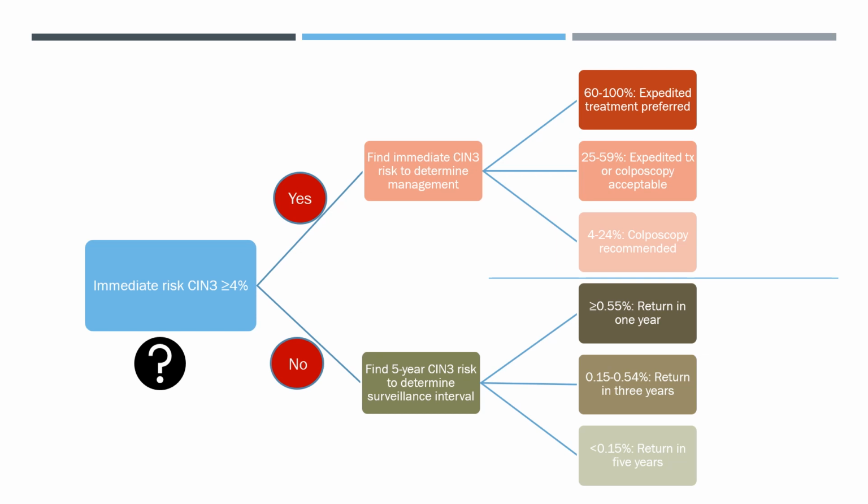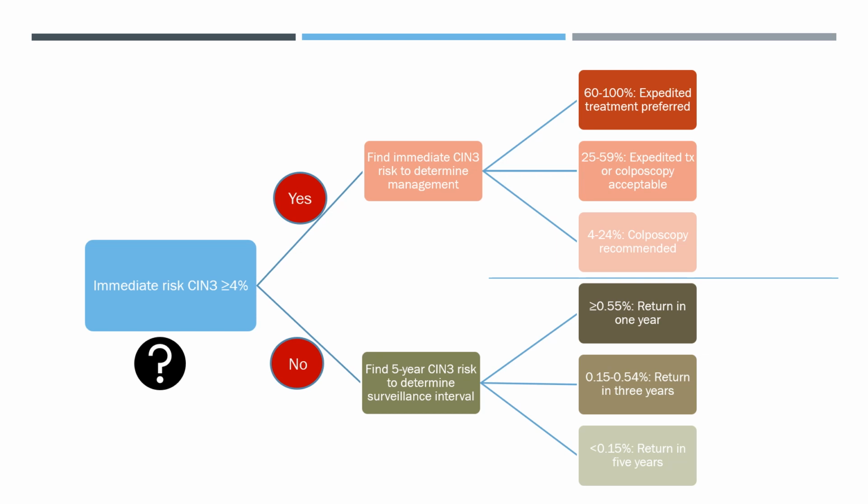in two conditions. You can see here that there is both a look at the immediate risk of CIN3 and a 5-year risk of CIN3. If the immediate risk for CIN3 was equal to or greater than 4%, then we move right on to management as opposed to surveillance.